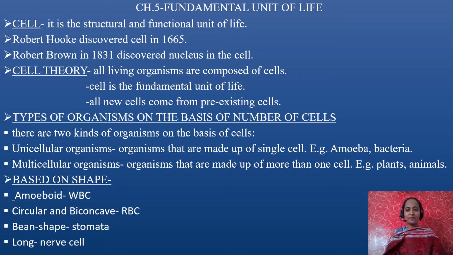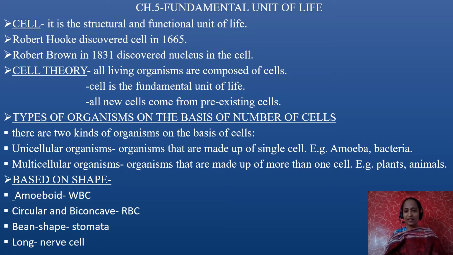Based on shape, the cells are classified into different types. Amoeboid shape, example WBC. What is amoeboid shape? Amoeba. The cell shape is irregular. There is no particular shape. That is why it is called amoeboid. An example of such a cell is the WBC, white blood cell.